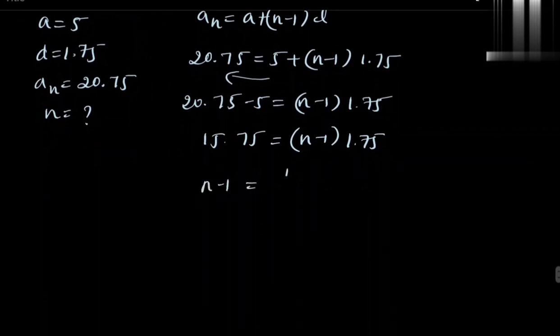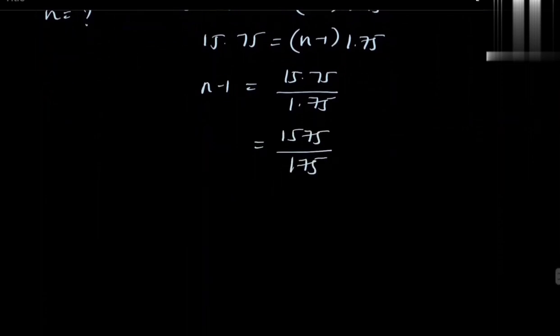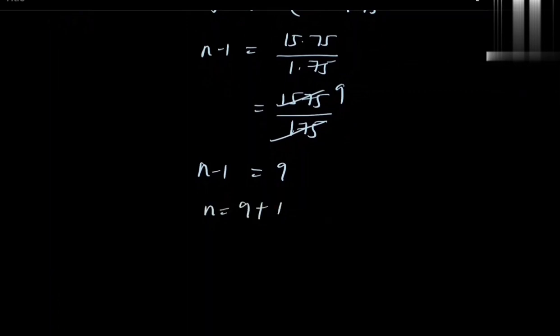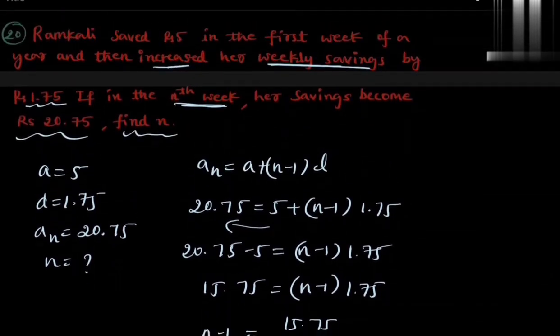So n minus 1 is equal to 15.75 divided by 1.75. Remove the decimal points here, that will become 1575 divided by 175. So 175 ones are 175, 9 times. So n minus 1 is equal to 9 here, and n is equal to 9 plus 1, therefore n is equal to 10 here. So this is how we calculate the problems of an AP. So 10 is the n value here. In the next class, we will learn about the next concept of AP.